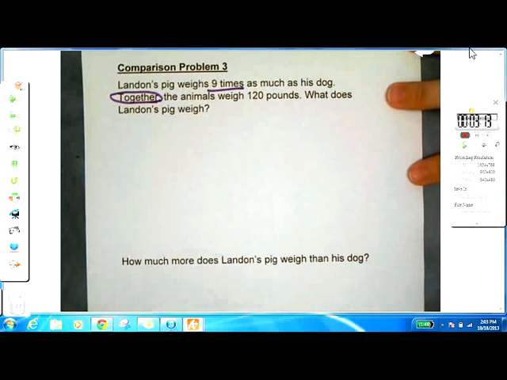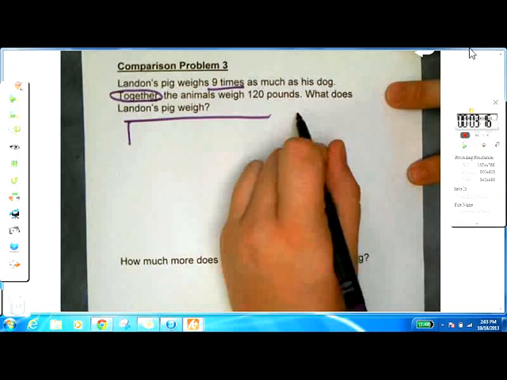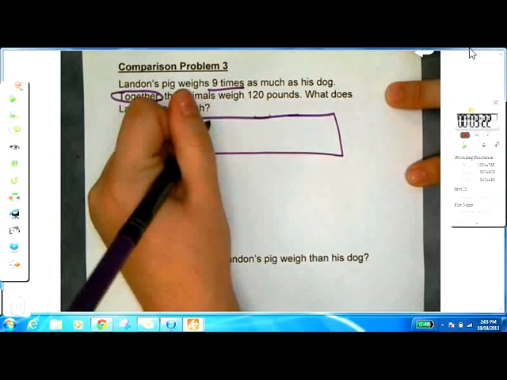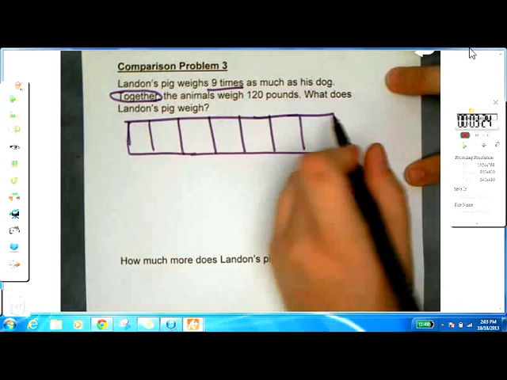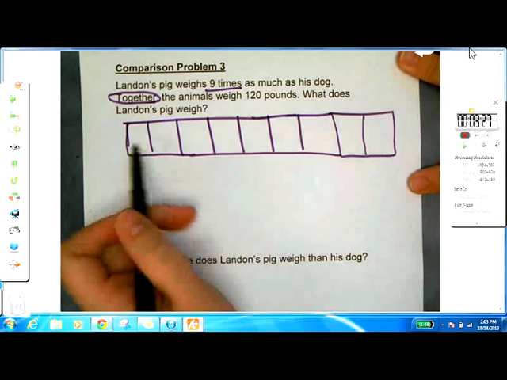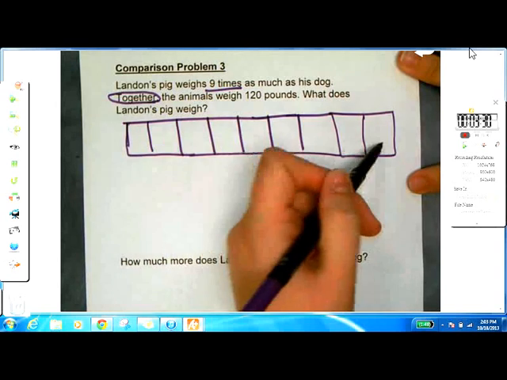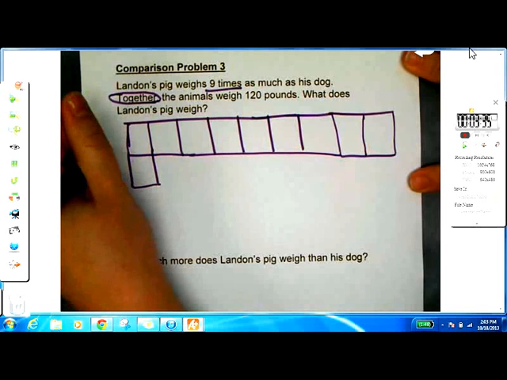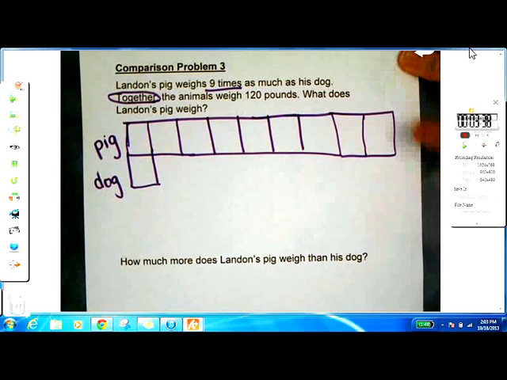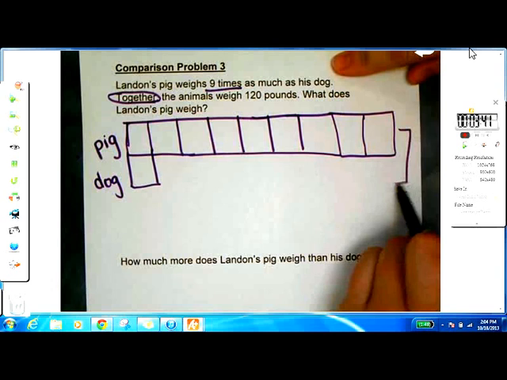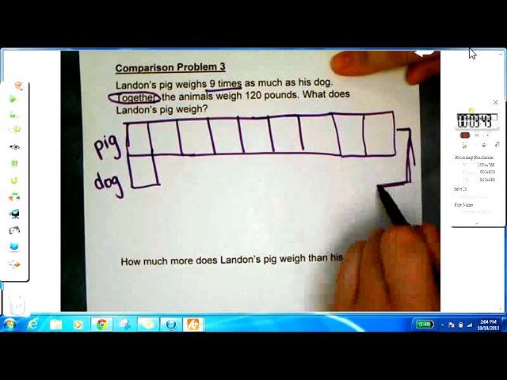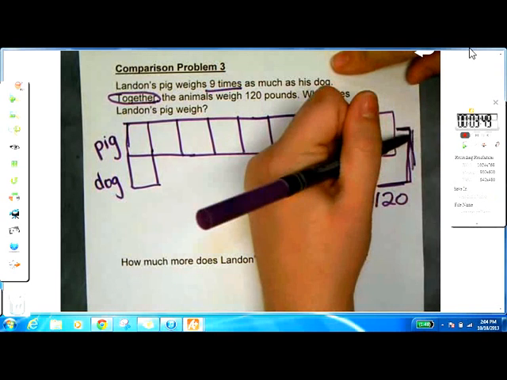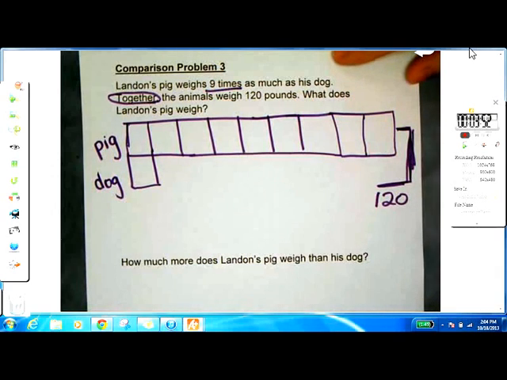So we're going to set up our comparison model. I need up top 9 boxes because the pig weighs 9 times as much as the dog. 2, 3, 4, 5, 6, 7, 8, 9. And we need to compare the dog to the pig. Now, grand total, these 2 animals together weigh 120 pounds. So we don't know how much either of them weigh at this point.